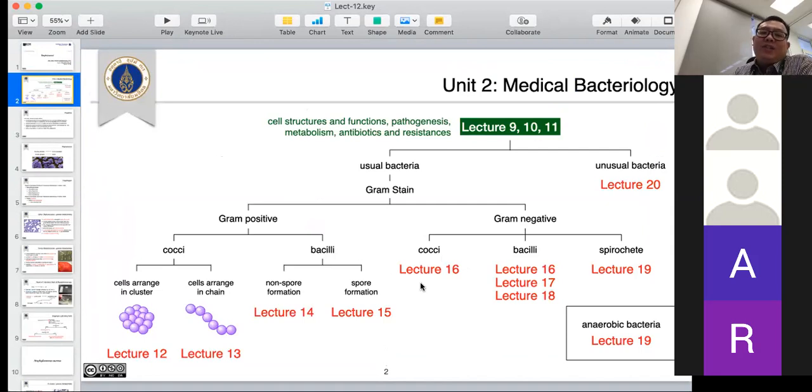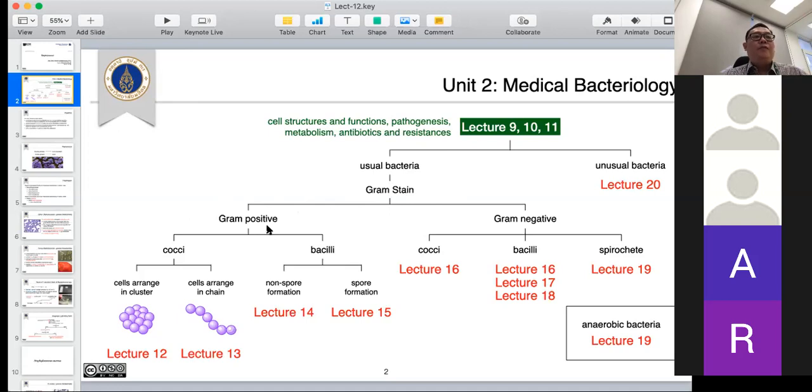So the last three lectures, lectures 9, 10, and 11, we covered the general characteristics of bacterial pathogens. You learned cell structure, cell function, pathogenesis, metabolism, antibiotics, and how bacteria become resistant to antibiotics. Okay, now we learn some usual, general bacteria. We classify bacteria into two main groups, gram-positive and gram-negative.